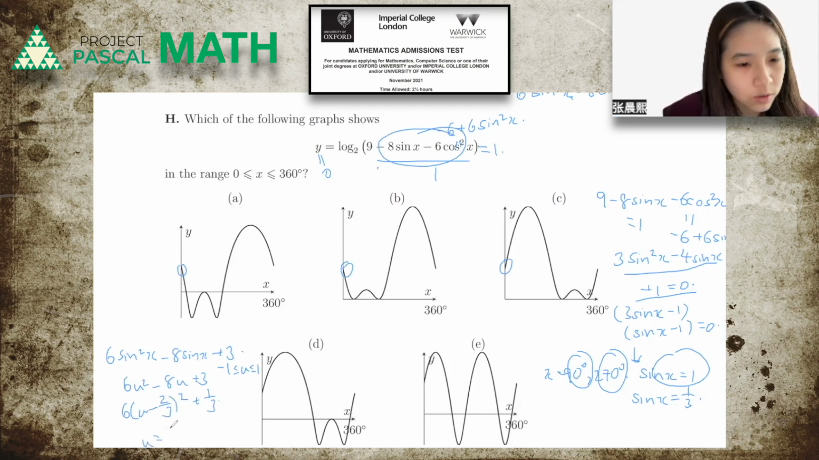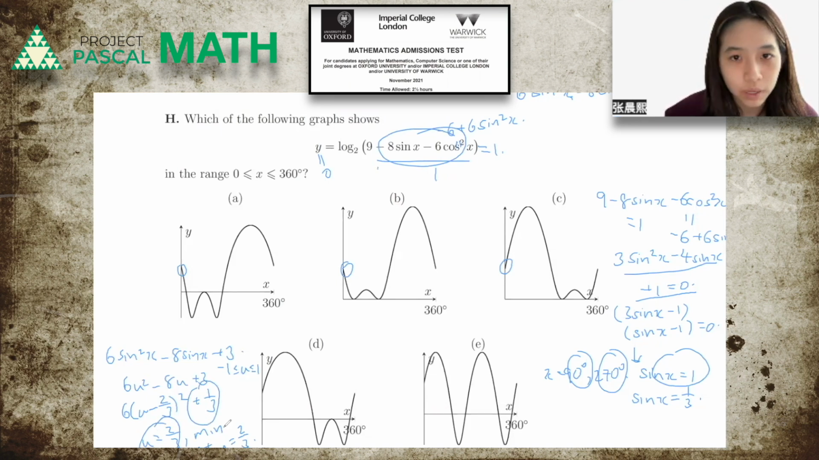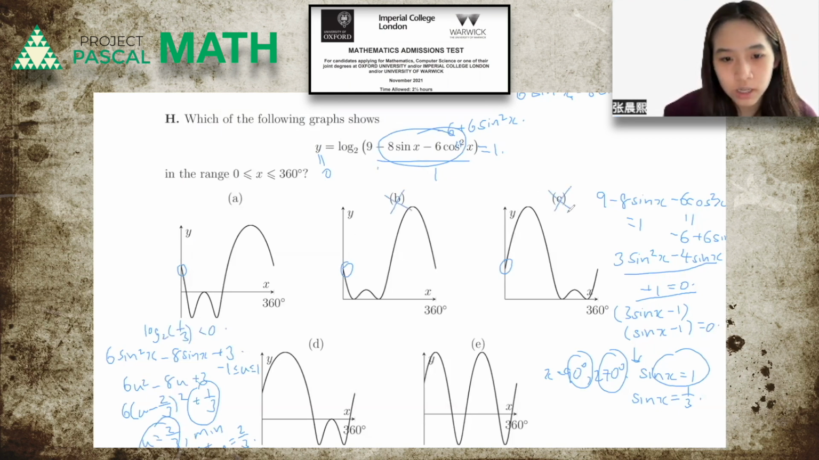So when u equals to 2 over 3, which is obviously attainable, there is a minimum point at u equals to 2 over 3. So this gives like two possible minimum points. And if you check that, if you sub this back in, it's like log 2 1/3, which is negative. So you cross out this, you cross out this because it does not give you two negative points.